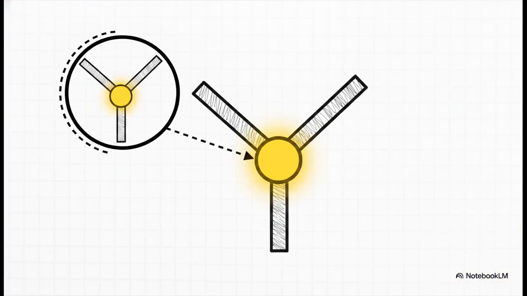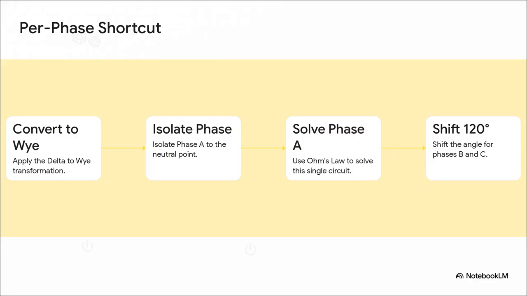Well, here's the secret. The Y's neutral point is the ultimate shortcut. You see, only a Y connection possesses an accessible center neutral point. A delta connection is just a closed loop with no neutral reference, meaning you're stuck writing complex loop equations across all three phases simultaneously. But once every element in your network is converted to Y and shares that neutral point, you have the exact reference you need to completely isolate and solve just one phase all by itself. And that unlocks what we call the per-phase analysis shortcut.